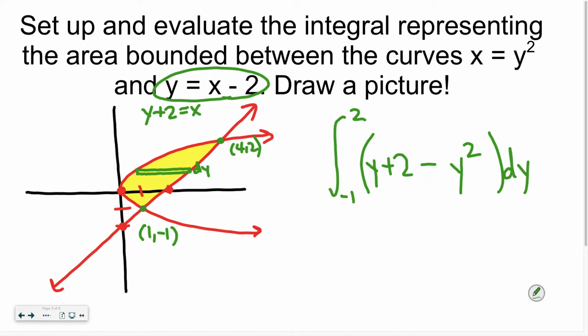4.5. That is much easier. I will probably give you a problem like that on the quiz where I say, do it in terms of x, do it in terms of y, you should get the same answer.